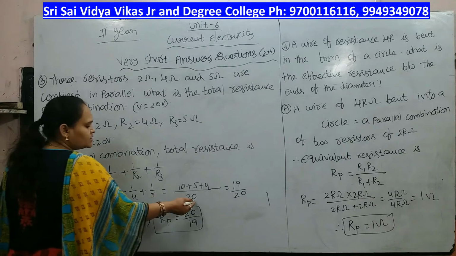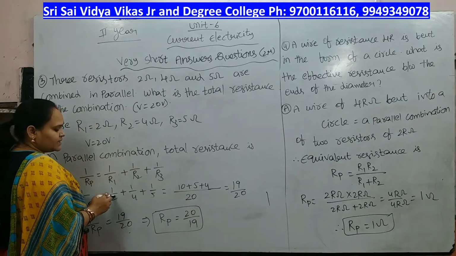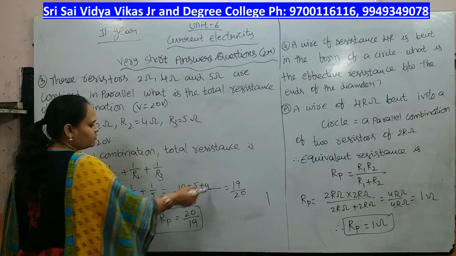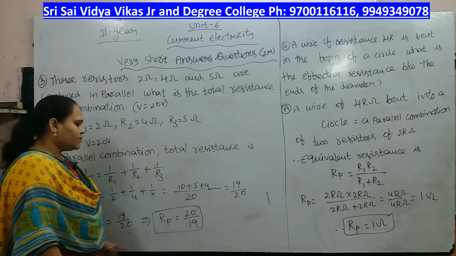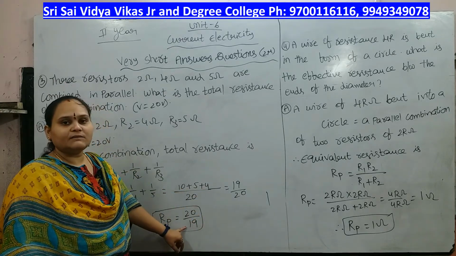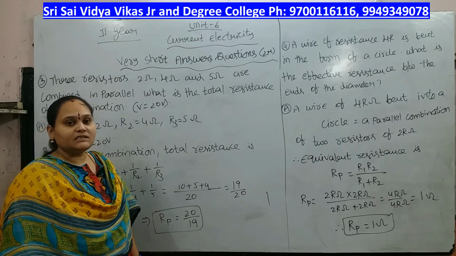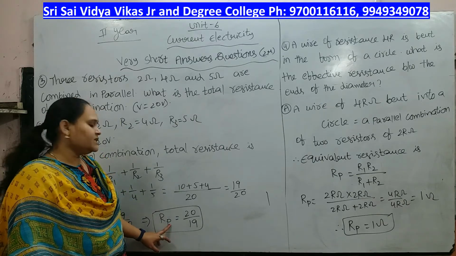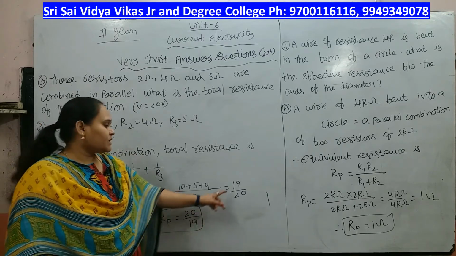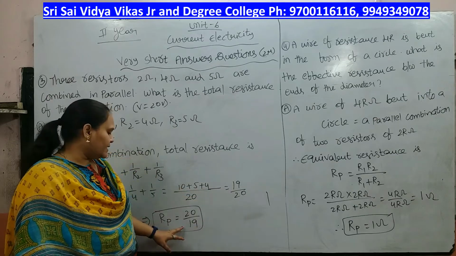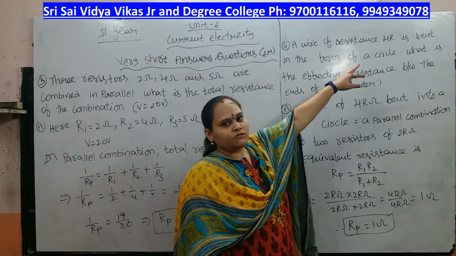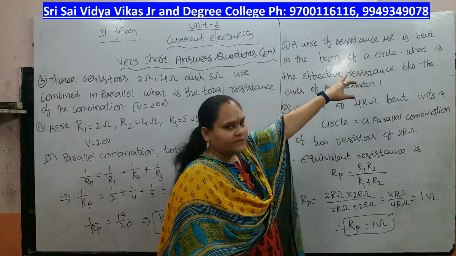So the LCM is 20. 2 into 20, how many times? 10 times. 10 ones are 10, plus 4, 20 by 5 is 4 times, 5 ones are 5, plus 4 times 4. So total 1 by RP will be equal to 19 by 20. But we want RP. RP is nothing but the resultant resistance in parallel combination. Suffix P indicates parallel combination, S indicates series combination. So 1 by RP equal 19 by 20, then RP equal to 20 by 19.